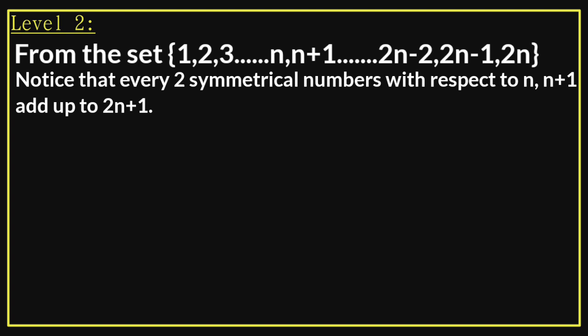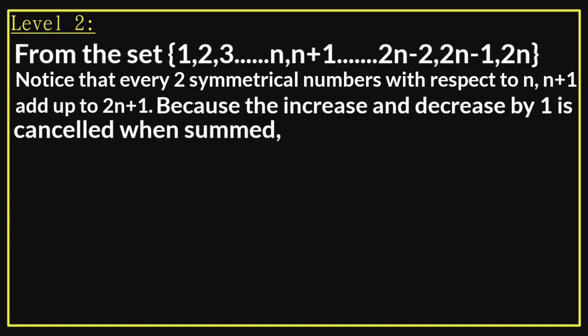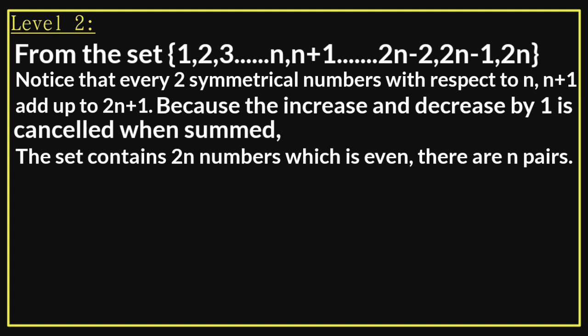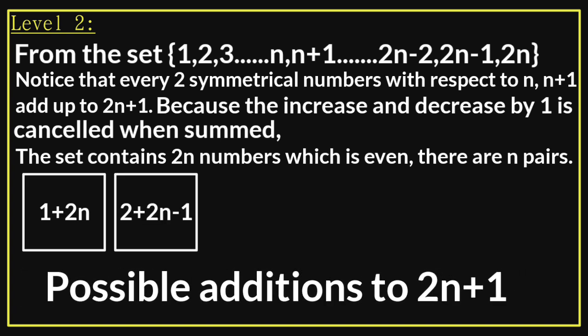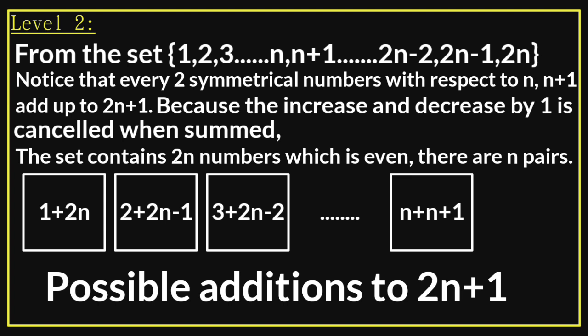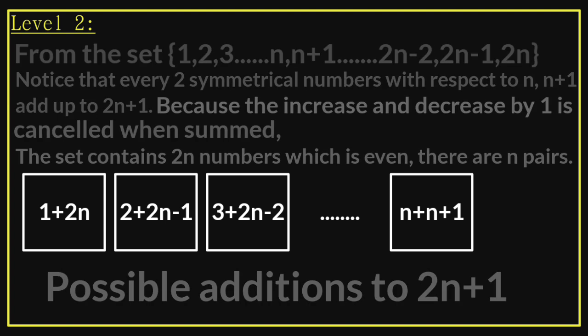This is because of 2 things. First, because the numbers are increasing and decreasing by 1, effectively canceling the change when summed, leaving only 2n plus 1 as their sum. And because the set contains 2n elements, which is an even number, when we pair each 2 numbers of the set, we'll have half the number of elements as addition pairs, meaning there are exactly n possible addition pairs, which are 1 plus 2n, 2 plus 2n minus 1, 3 plus 2n minus 2, until n plus n plus 1. Imagine those as our boxes.